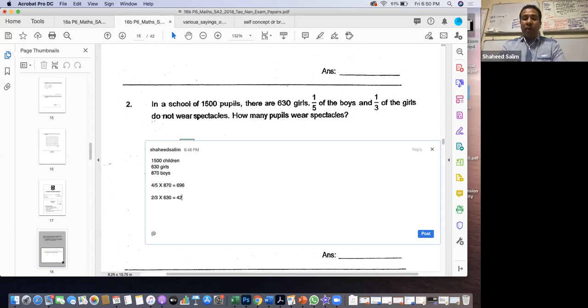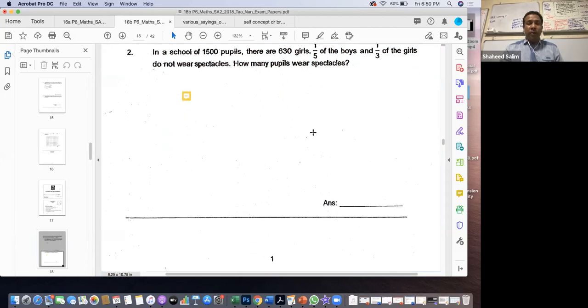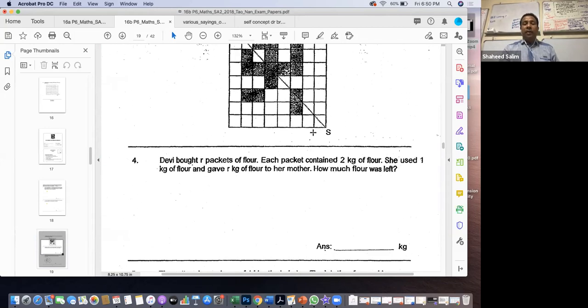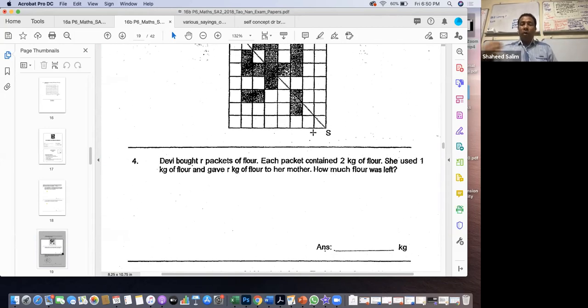You get 420. So the final answer: these are boys wearing specs, and these are girls wearing specs. So you want to find students wearing specs in total, take 696 plus 420, and you will get 1116. Okay, so I'll move on to the next one. I hope, Raihana, you're okay. If not, please watch the video. All right, now Davy. Okay, we are dealing now with question number 4.